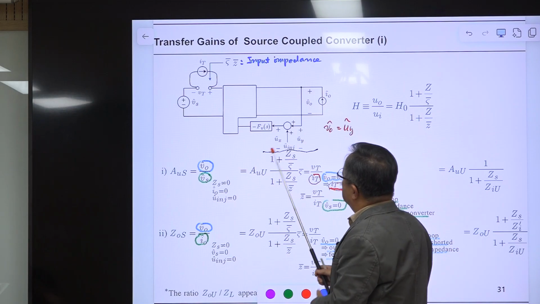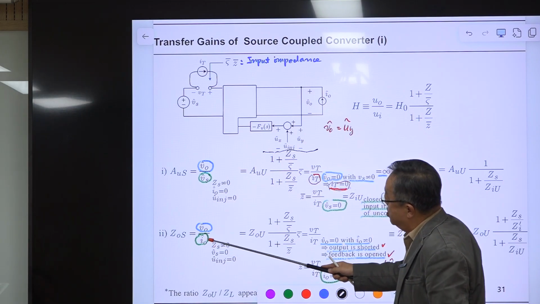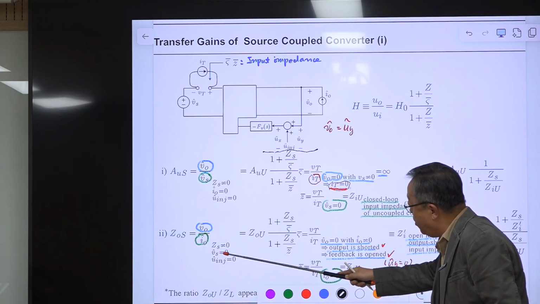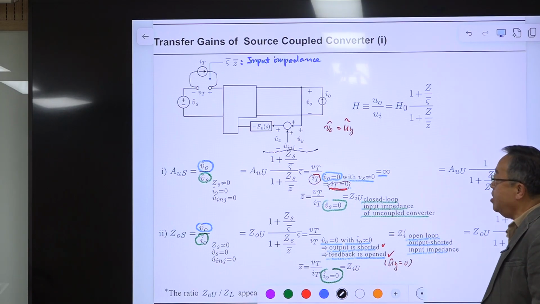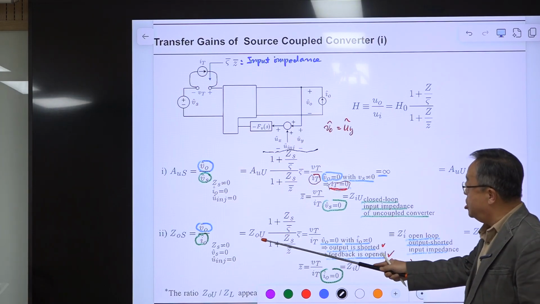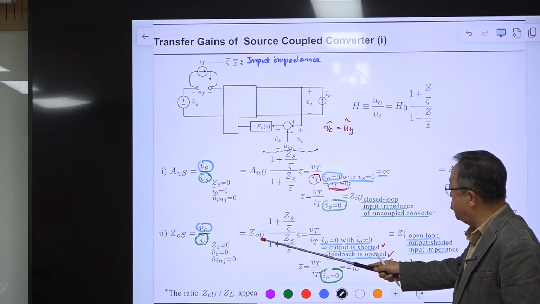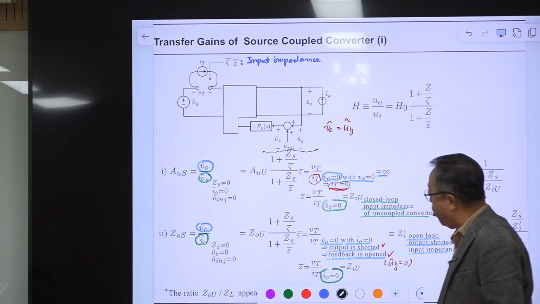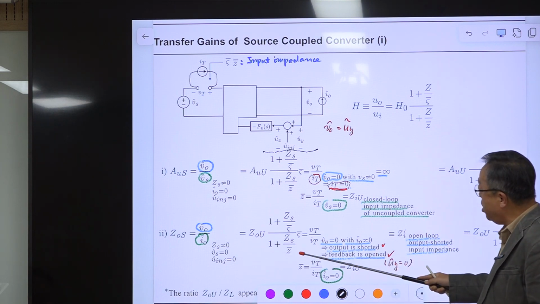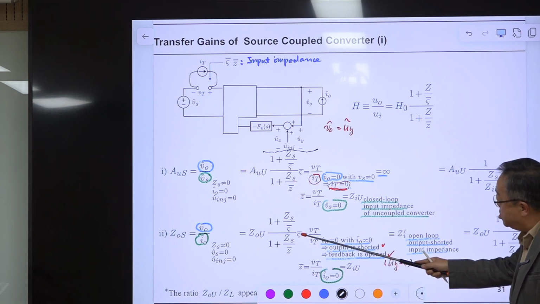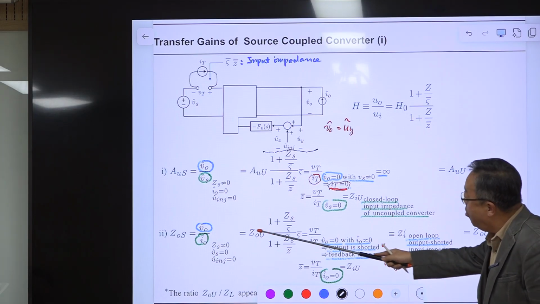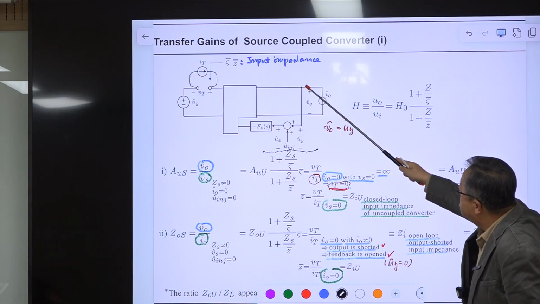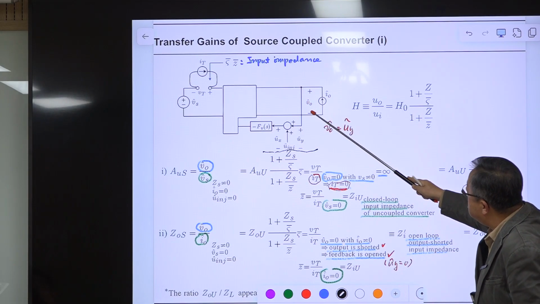Then think about the output impedance. This is the input, this is the output, and GS is not 0, Vs is 0, this one is 0. Then you have this equation, GOU, the uncoupled converter output impedance, and we have this factor. Then we evaluate this zeta bar. When evaluating zeta bar, V0 is 0, this one is 0, so this one is 0.